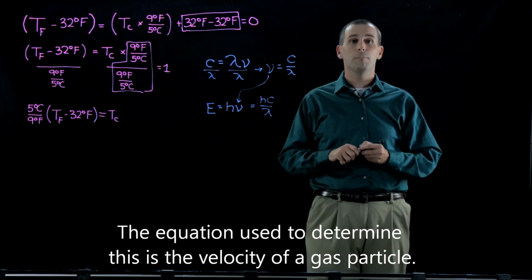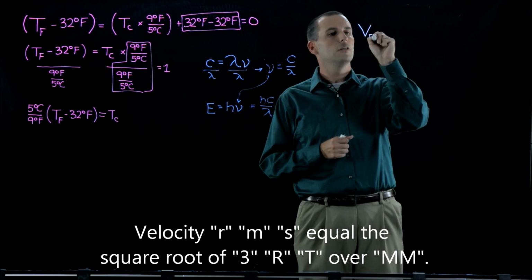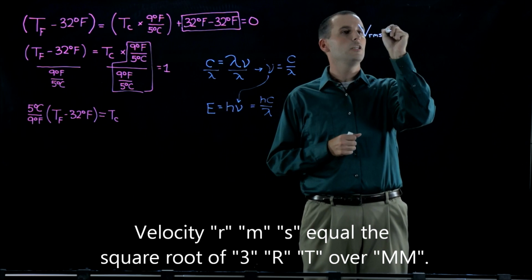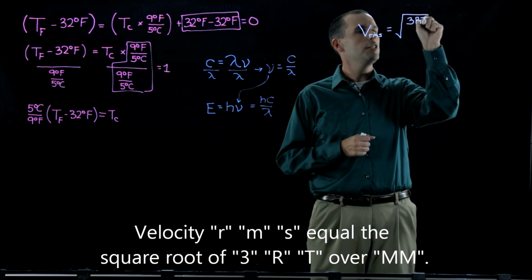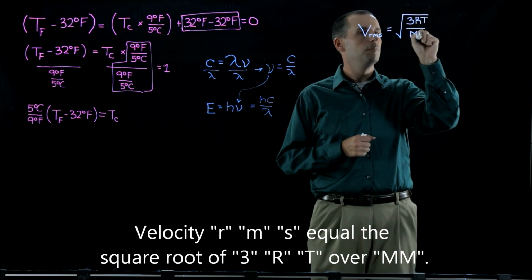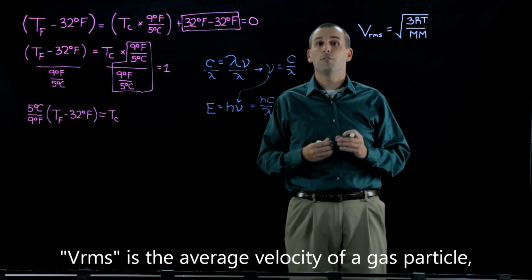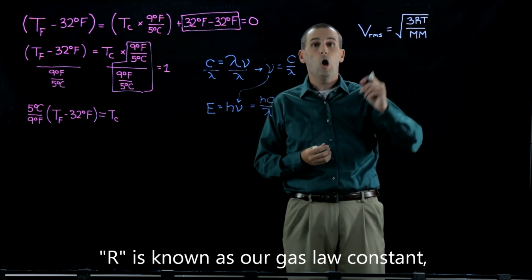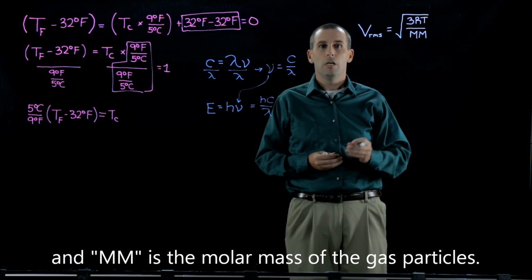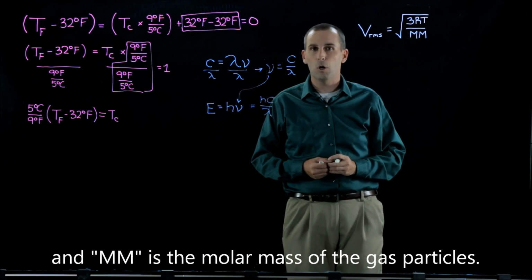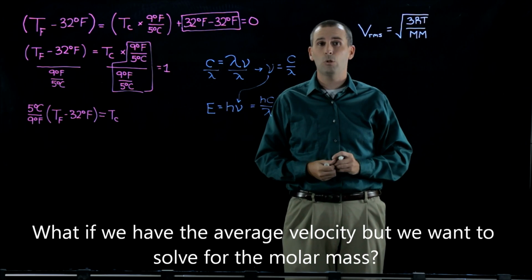The equation used to determine this is the velocity of a gas particle. Velocity RMS equals the square root of 3RT over MM. V RMS is the average velocity of a gas particle. R is known as our gas law constant. T is our temperature. And MM is the molar mass of the gas particles. What if we have the average velocity, but we want to solve for the molar mass?